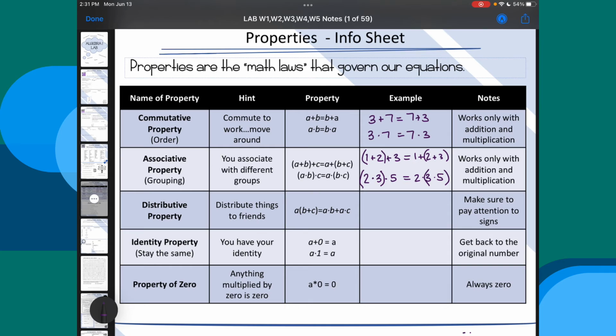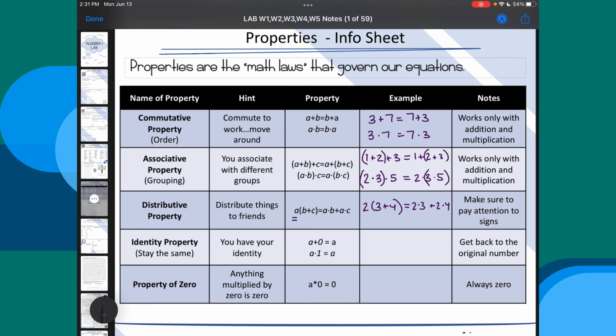The distributive property is distributing a number or passing it through multiplication to other numbers. Usually you see one number in front of parentheses. So it might be like 2 times (3 plus 4). This is the same as 2 times 3 plus 2 times 4.